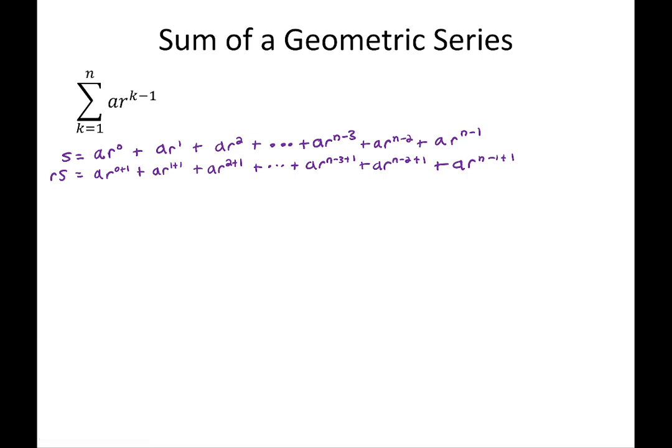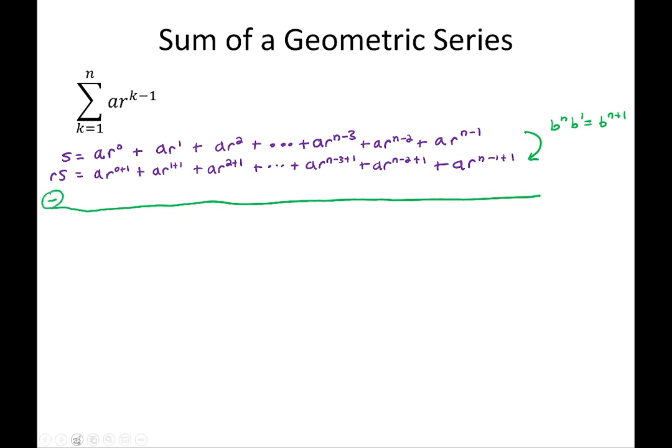And I should write down something here that b to the n times b to the 1 is b to the n plus 1. Just a law of exponents. Next, so not at all like what was done for the previous proof. Instead of adding both expressions together, I'm going to subtract them. I'll subtract the first one minus the bottom one.